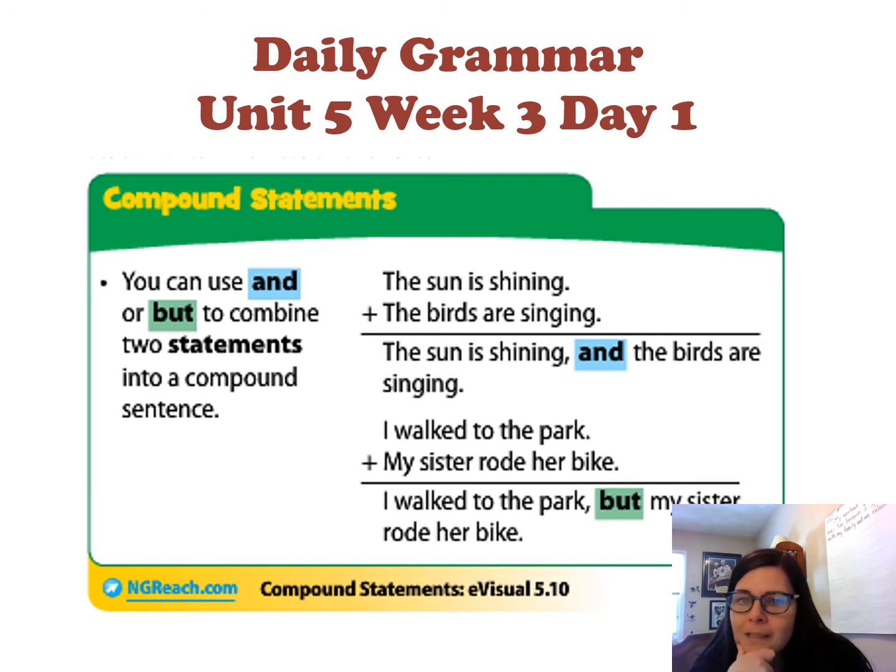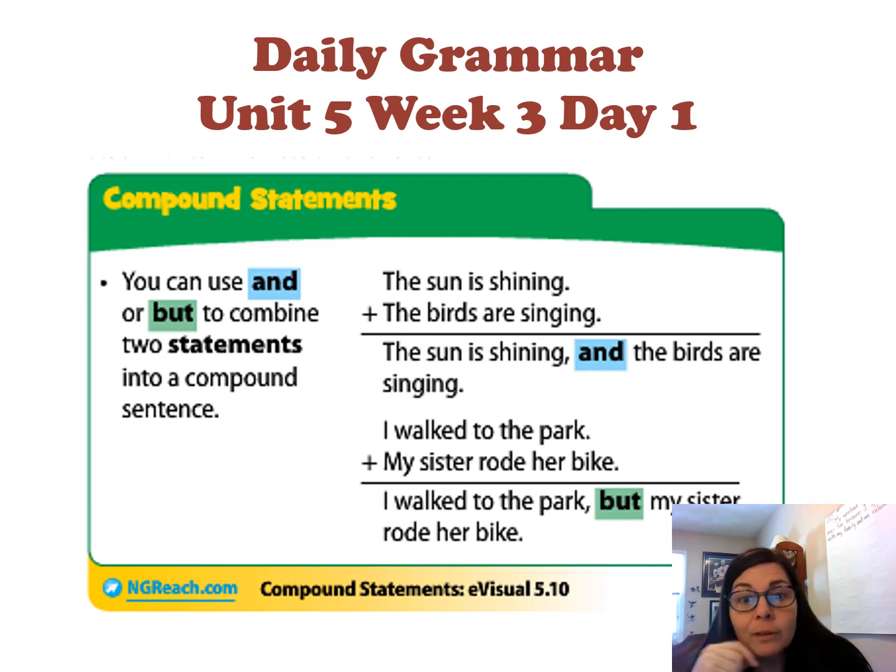Okay, sometimes sentences can be short, though, in your writing. Sometimes you'll be writing a whole bunch of sentences, but they're all little short sentences. And when you read it back, you might think that it doesn't sound as flowy as you'd like it to. So the sun is shining, the birds are singing, I walked to the park, my sister rode her bike. Those are all little short sentences, and sometimes when you want your writing to flow better and sound better when you read it, you might want to combine 2 little sentences together.